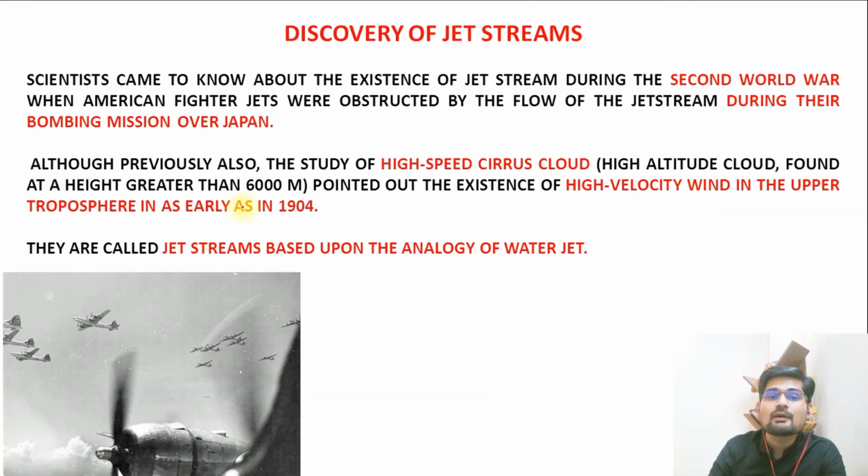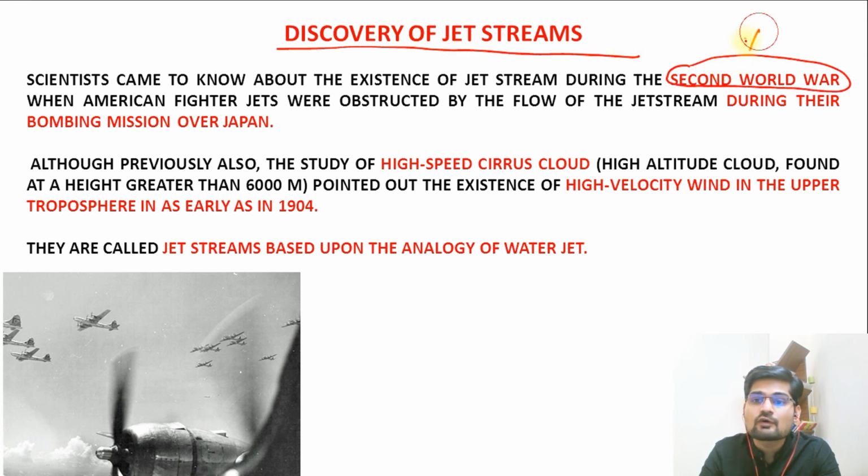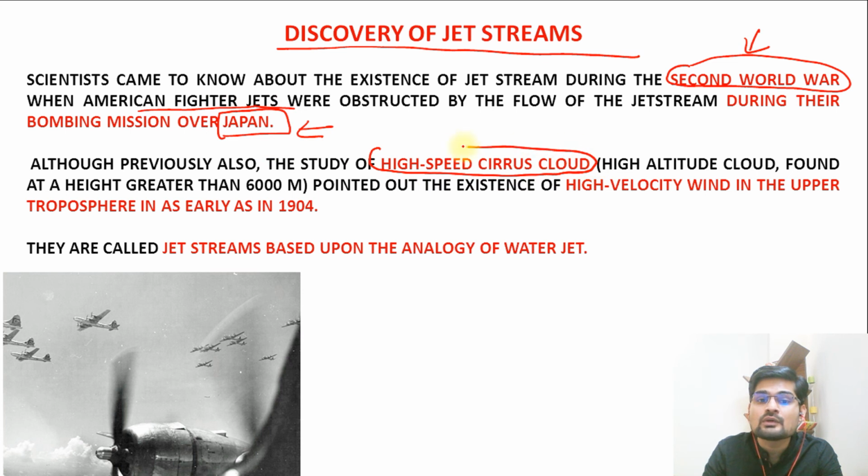And now let's talk about how we came to know this, the discovery of the jet stream. During the Second World War, what happened? There was a bombing mission where American fighter jets were going to where? To Japan on a bombing mission. And what happened? When they were going, they encountered high speed cirrus cloud and wind at almost this altitude, about 6,000 meters.